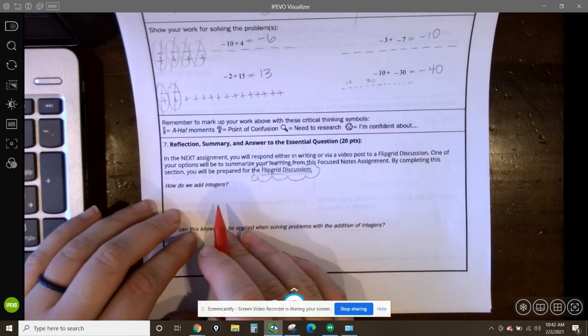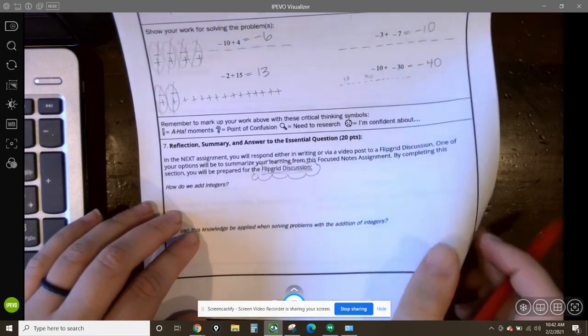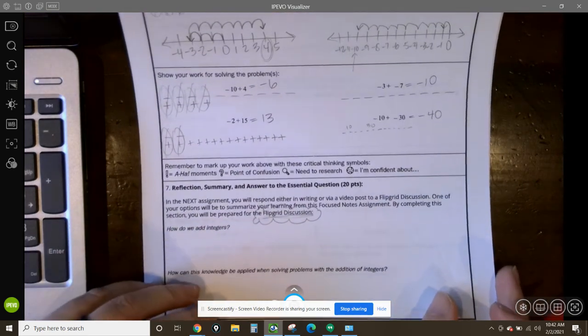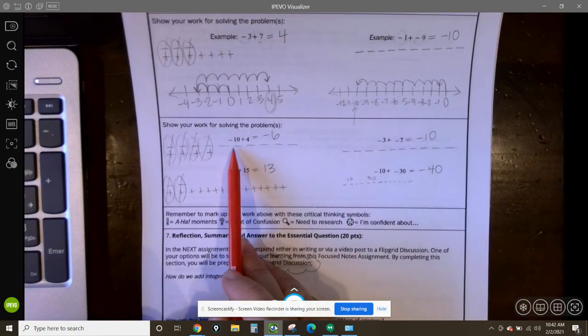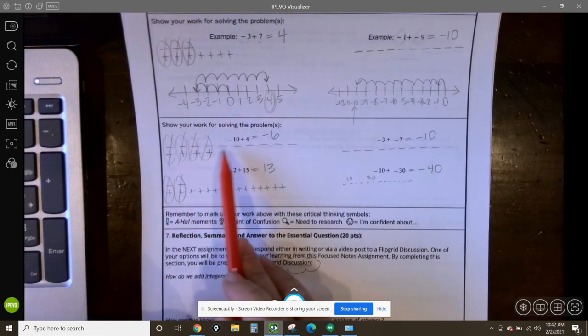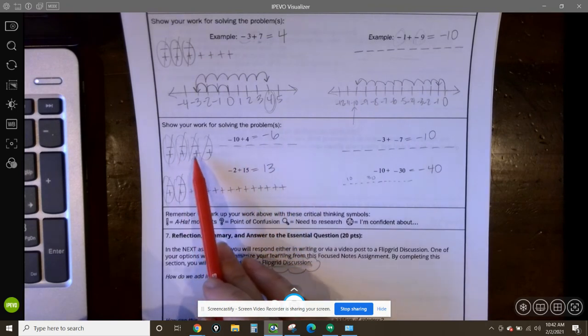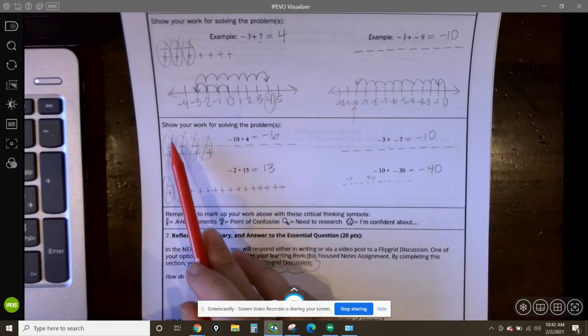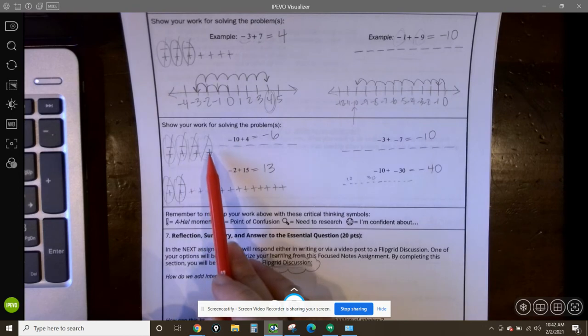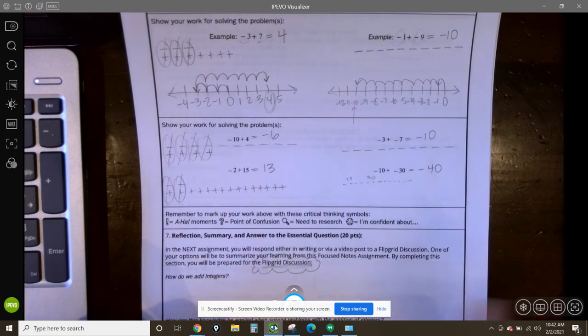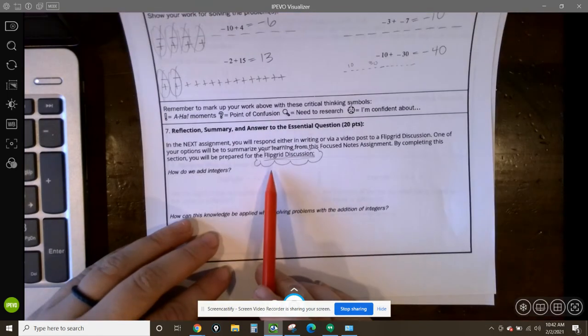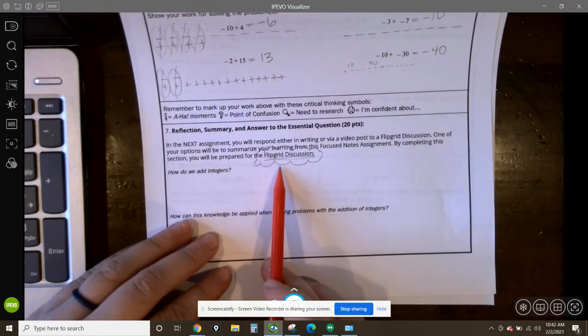So all you have to do is record a video of yourself telling me how to add integers. So you can say something like, "Hi, Mrs. Anderson. I just want to tell you how to add integers. And I'm going to use this example right here, negative 10 plus 4. First, I wrote down 10 negative signs. Then I wrote down 4 positive signs, and I see that some of them canceled out. So I was able to know that the answer is negative 6." It can be as simple as that when you're doing your Flipgrid discussion.